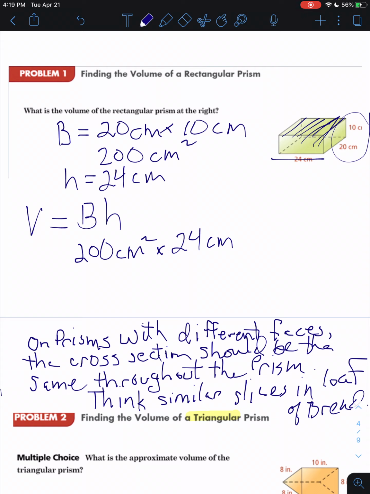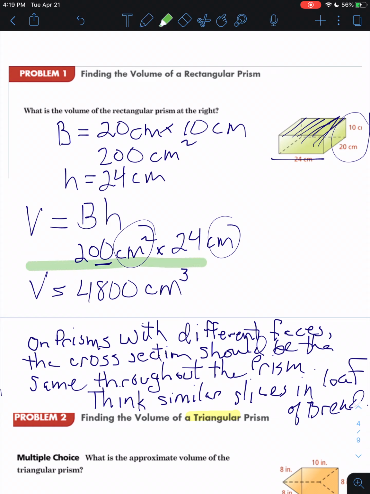If I take my 2 times the 24, I get 48. Now add my 2 zeros. That would give me 4,800 centimeters. And notice, 2 of them here, 1 of them here, it's going to be centimeters cubed. And all of our volumes are going to be in units cubed. All right? And that is my answer for this particular rectangular prism.